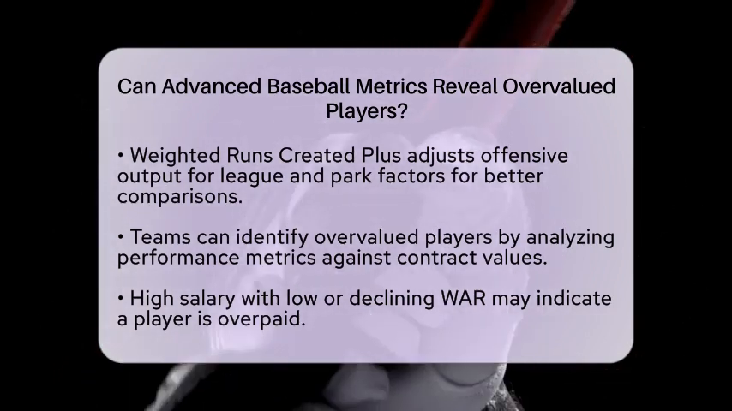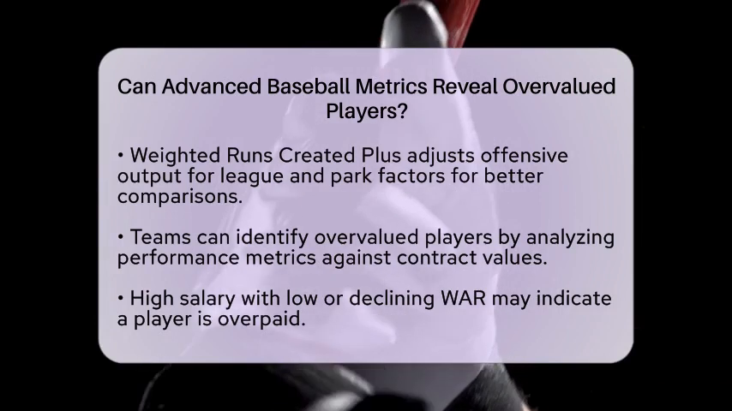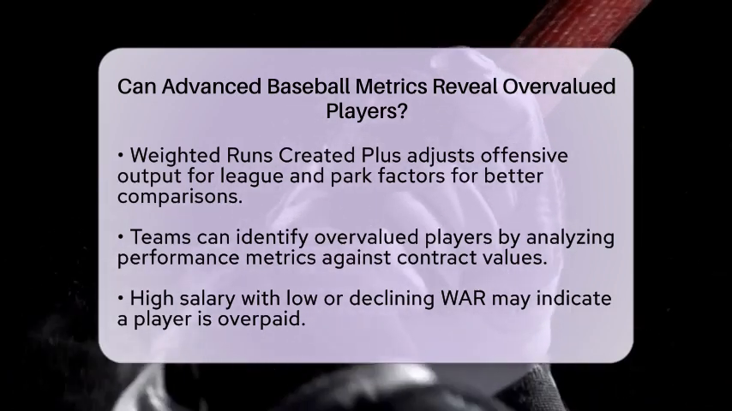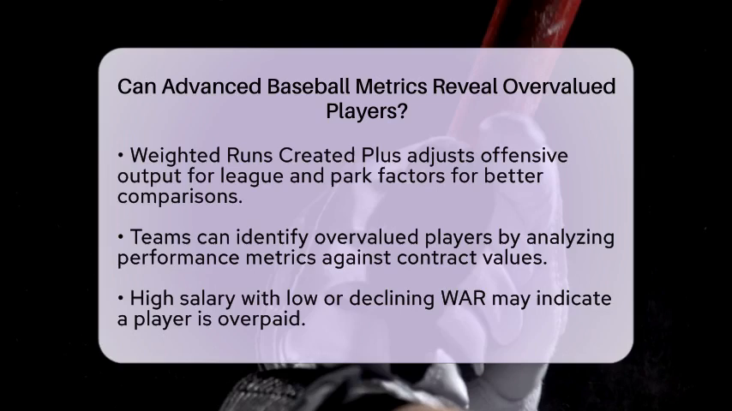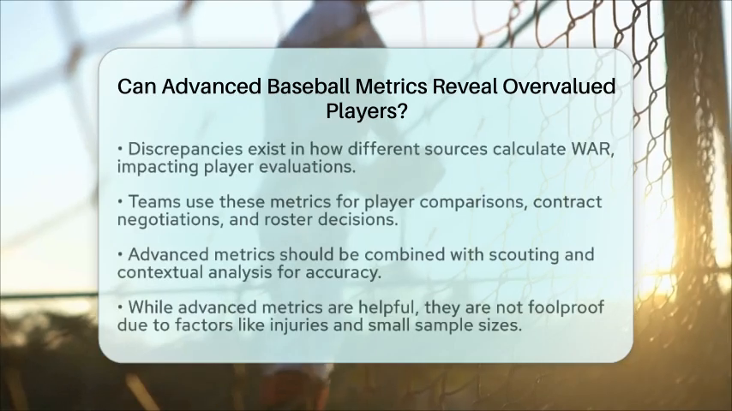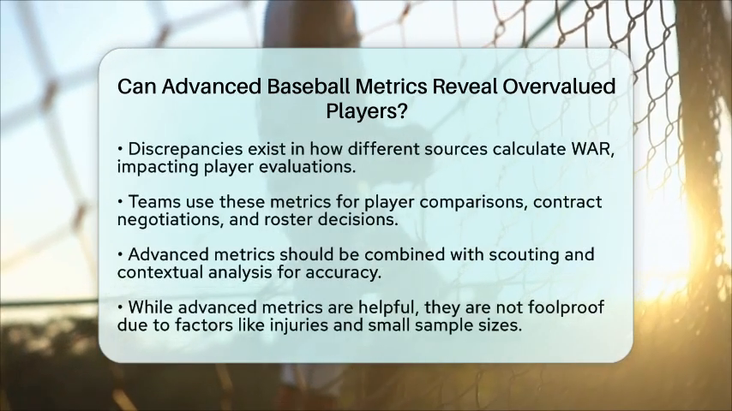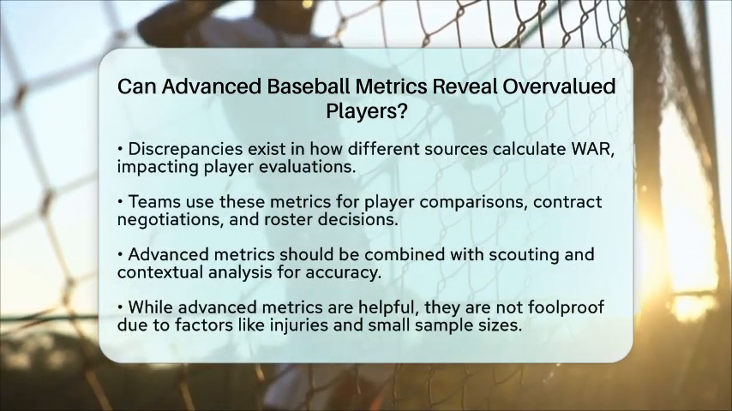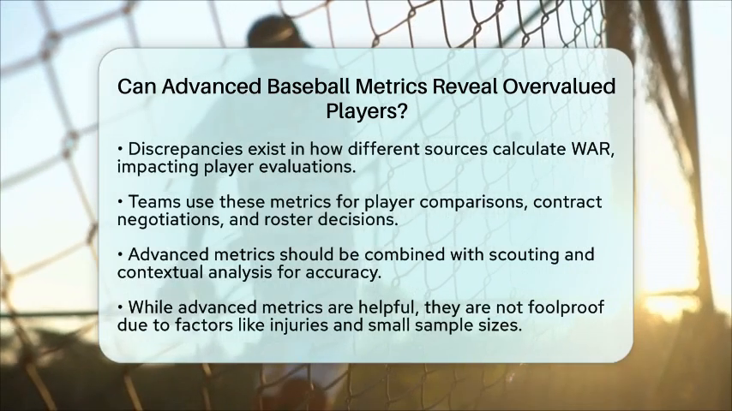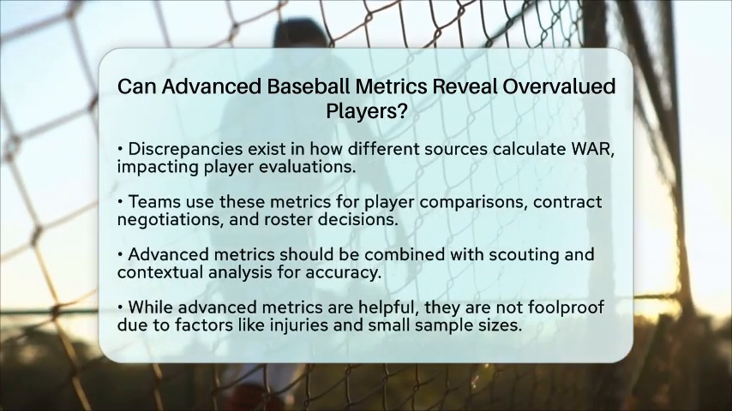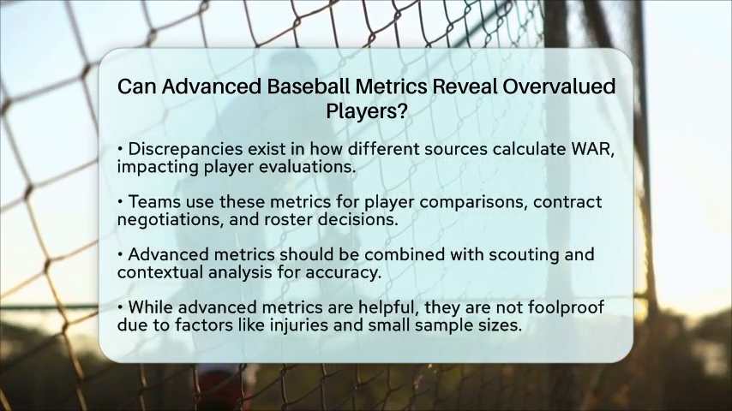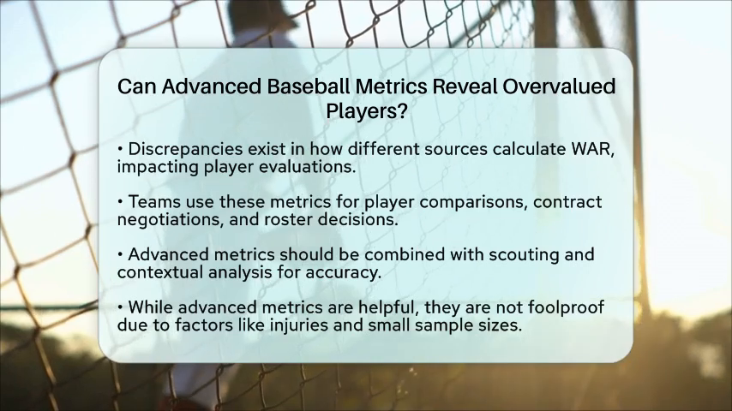Teams apply these metrics in player comparisons, contract negotiations, and roster decisions. This helps them avoid overpaying for players whose advanced metrics suggest they are underperforming. A player with strong traditional stats but poor defensive metrics and low wins above replacement may be targeted for trade or released. However, while advanced metrics provide deeper evaluations, they are not perfect.